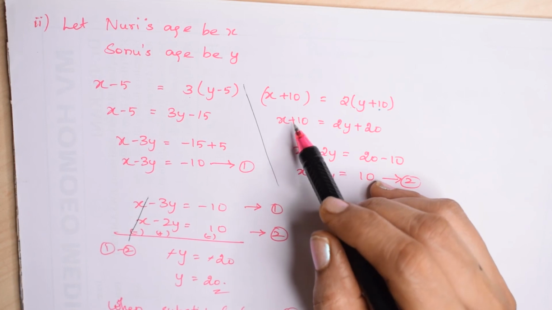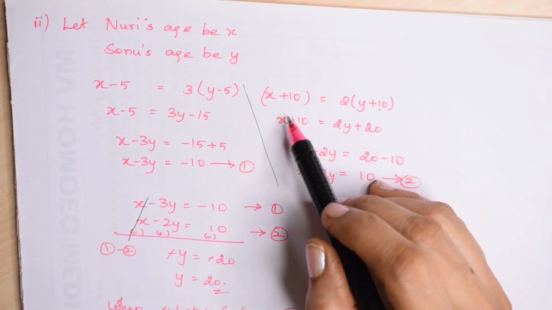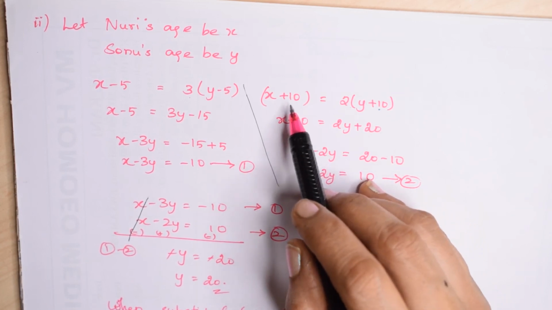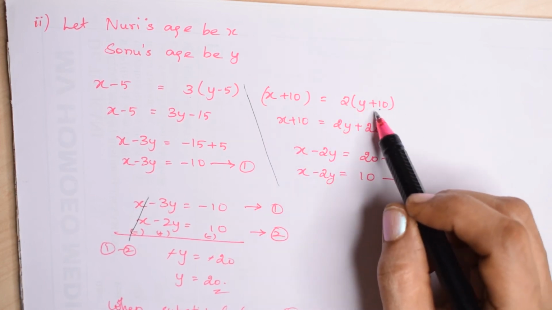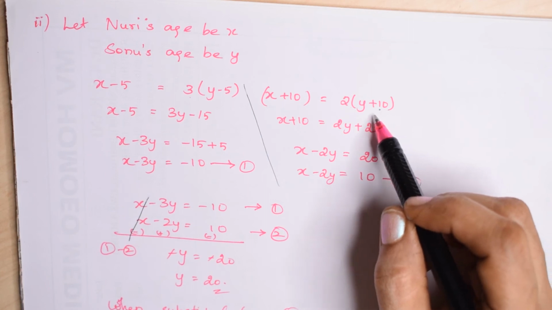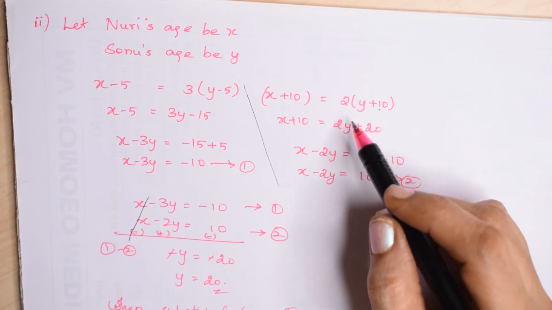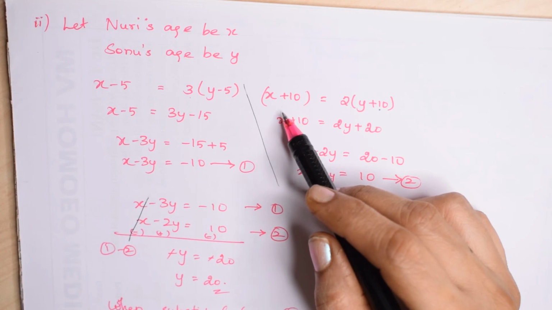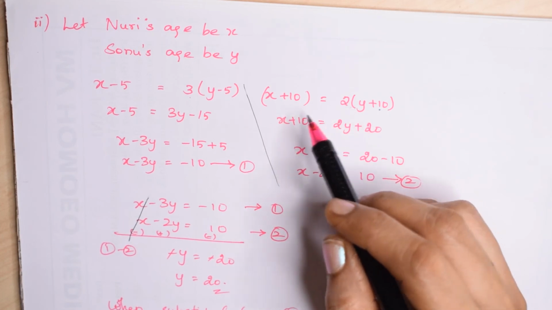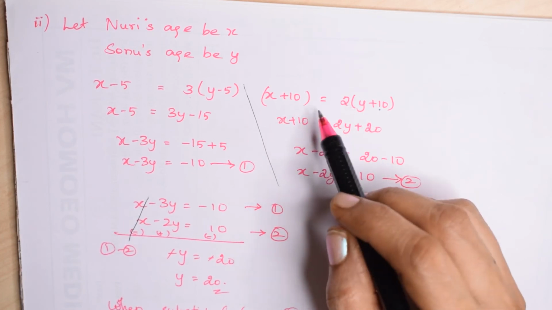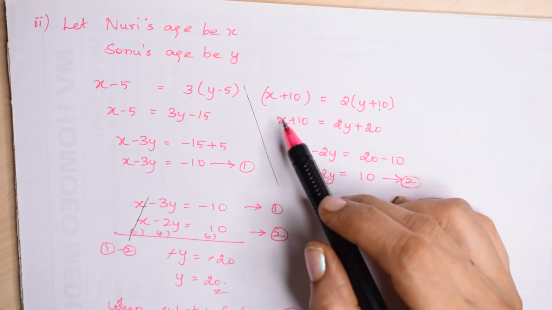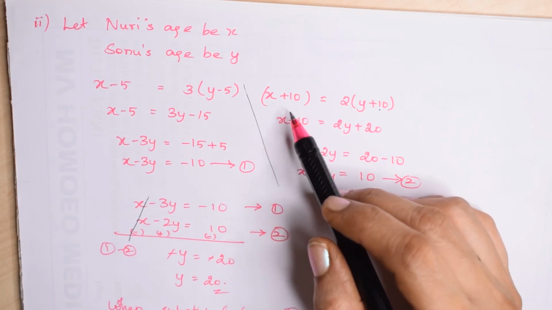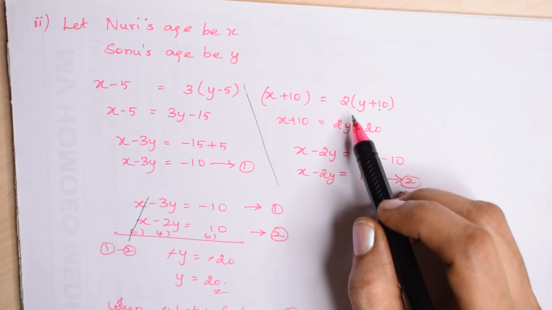The second equation they said 10 years later, right, 10 years later. So to the x age they are adding 10, and to y also I added 10. Then Noori will be twice, they said. Noori will be twice, not Sonu. Please remember, Noori's age only they said twice, so to equate it, I have to multiply the 2 to Sonu's age.